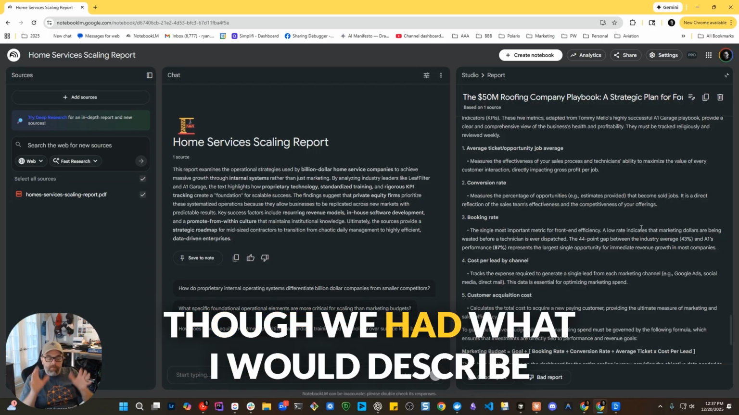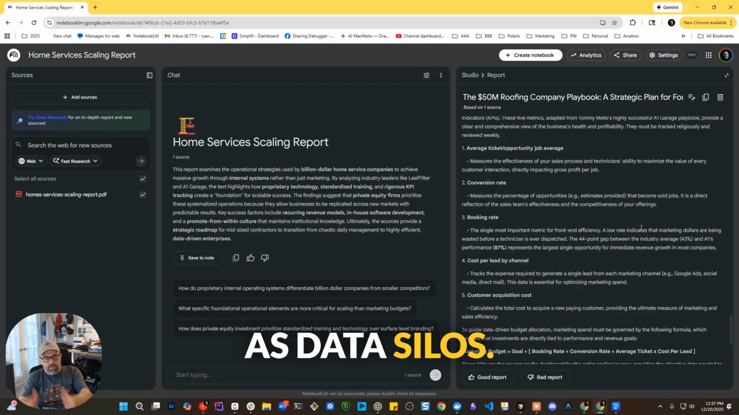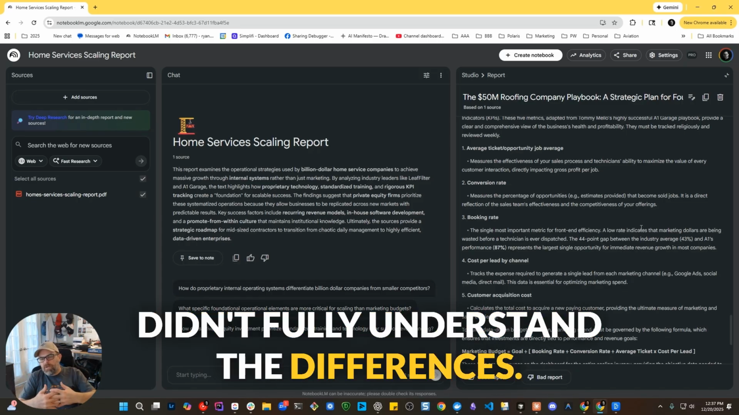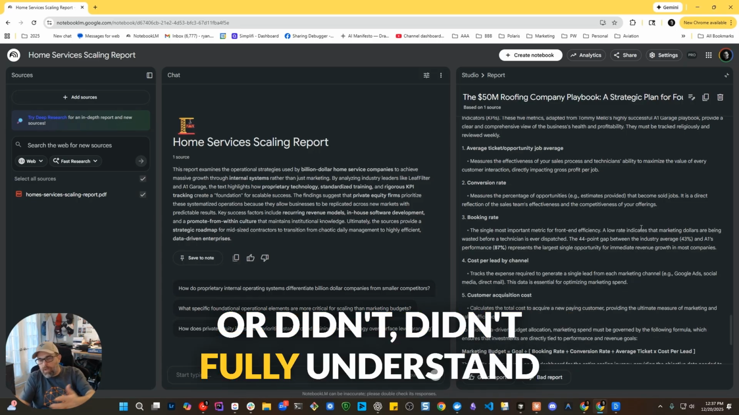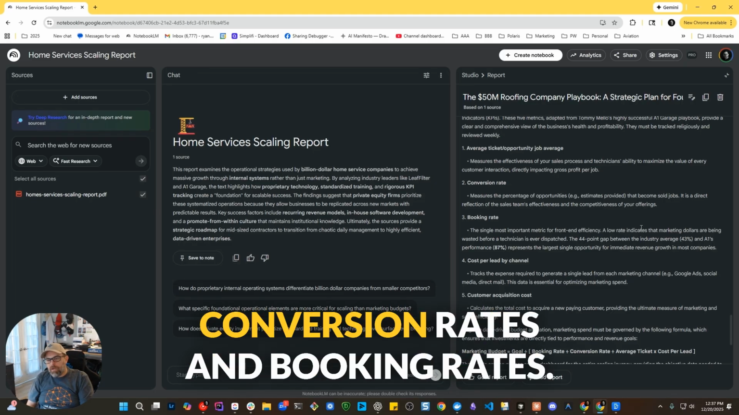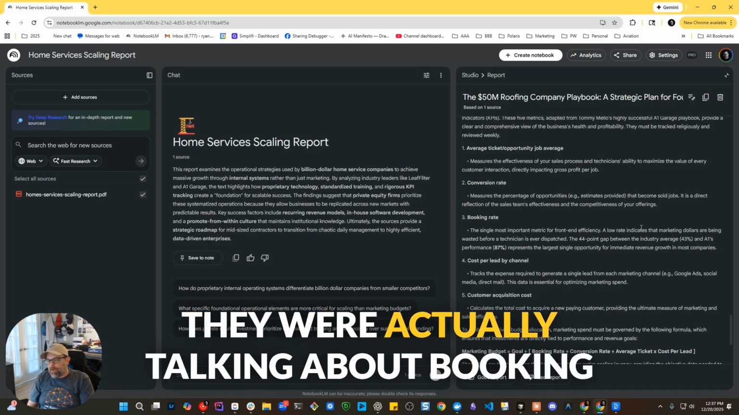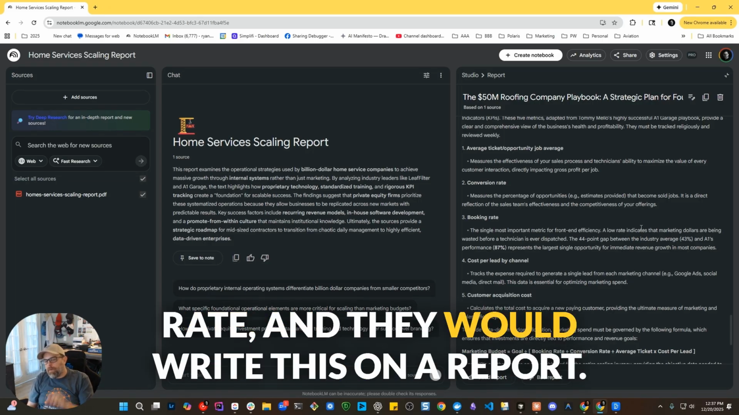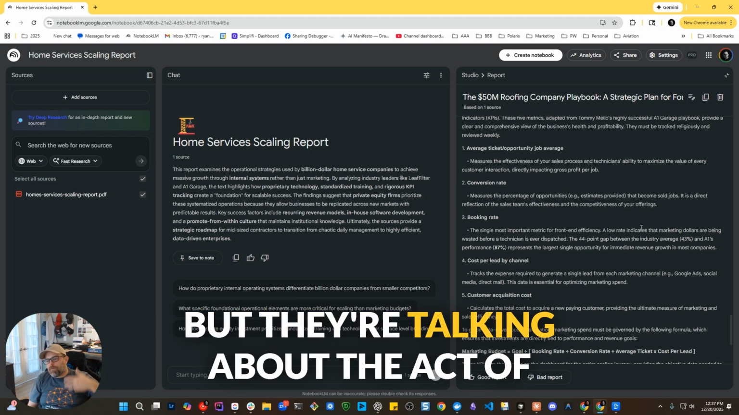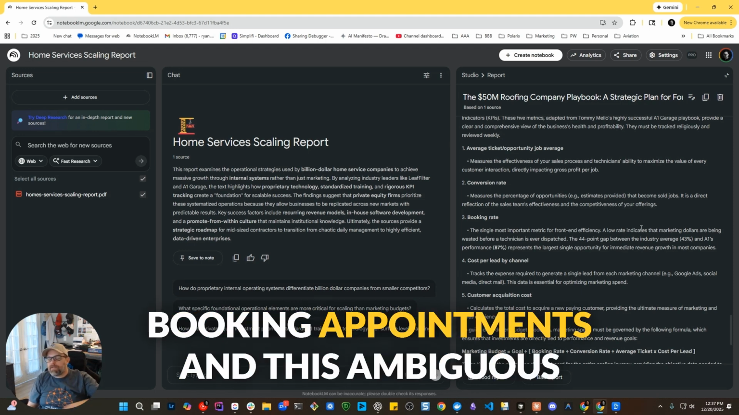We had what I would describe as data silos. We had multiple departments that didn't fully understand the differences, or didn't fully understand these 5 terms. We would have arguments about conversion rates and booking rates. They would say conversion rate, but they were actually talking about booking rate. And they would write this on a report. It would say conversion rate, but they're talking about the act of booking appointments.